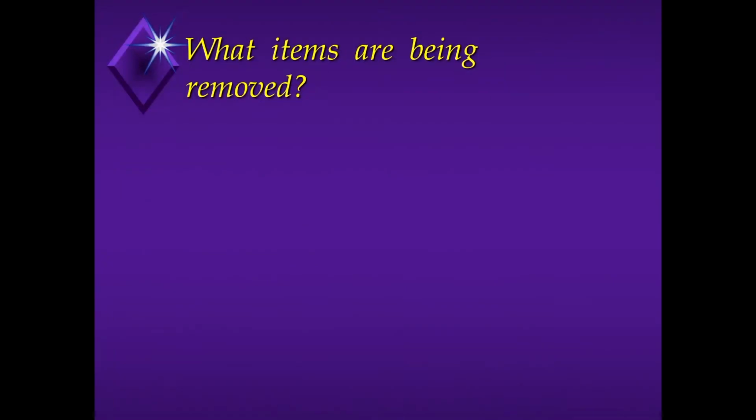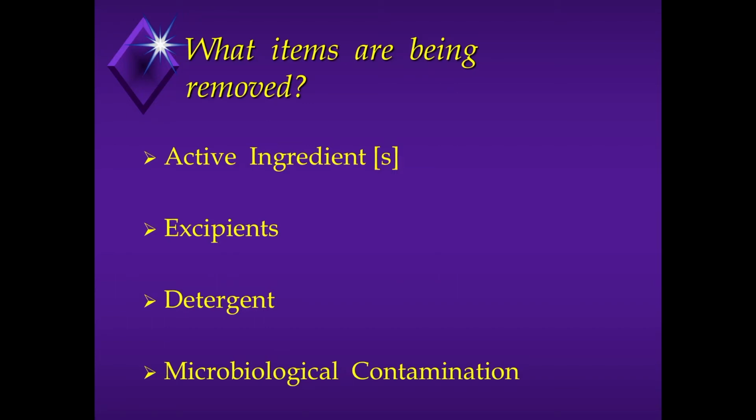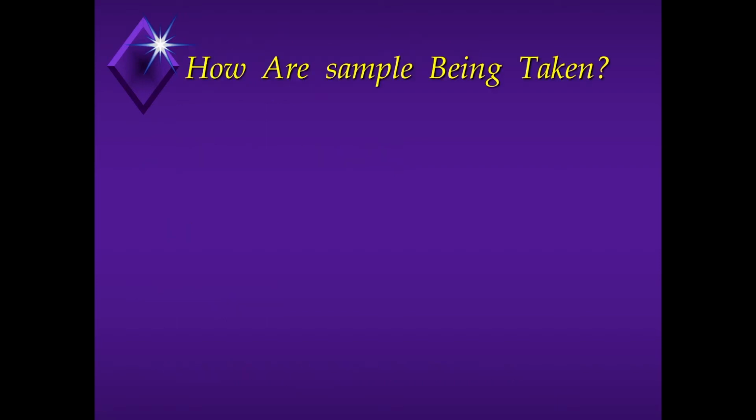Let's discuss what is removed during the cleaning procedure. During cleaning, active ingredients are removed, excipients are removed, detergents are removed, and microbes are removed. In validation of the cleaning procedure, we have to test these to confirm that our cleaning procedure does what is expected from it. In other words, we are validating our cleaning procedure. To validate it, we need to test the surface of the equipment for traces of the active ingredients of the previous product.